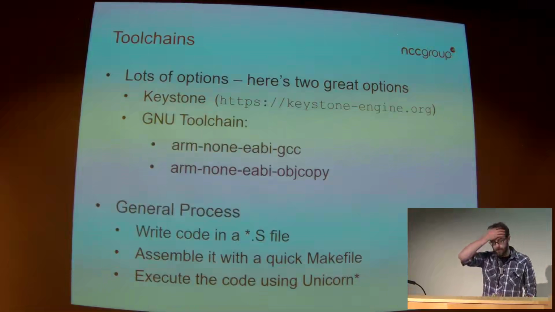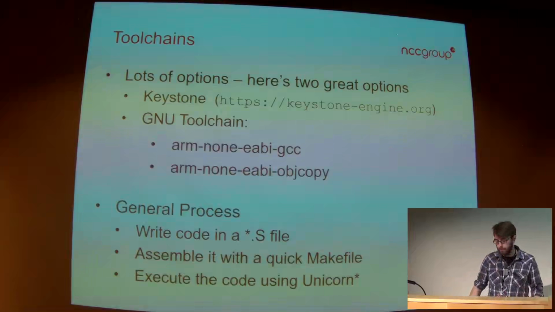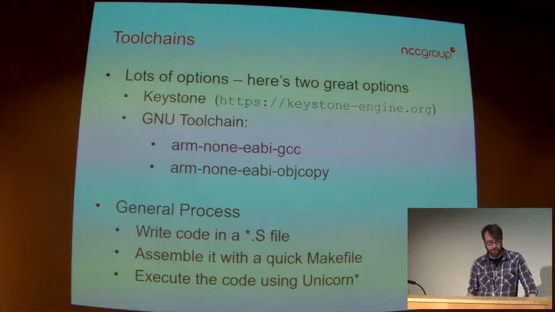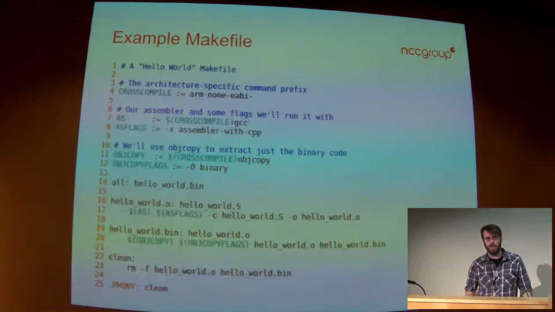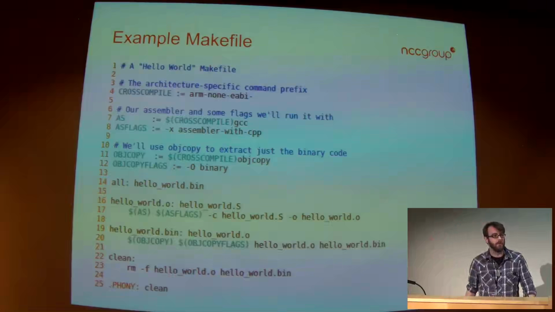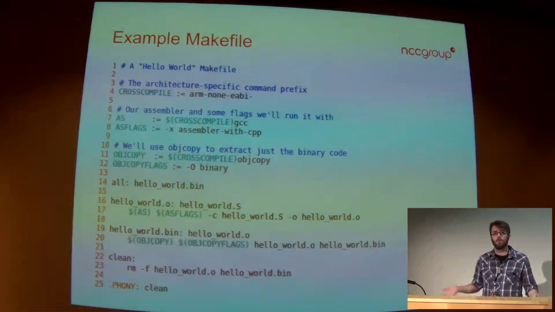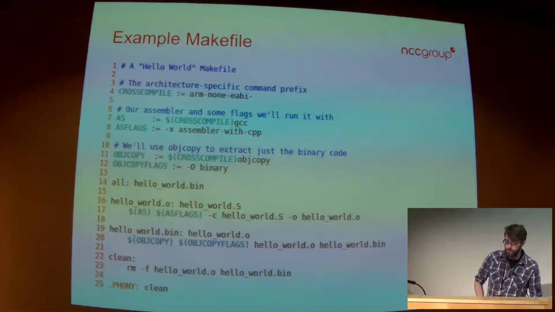So the general process is you write code in a .s file. That's kind of a standard convention, and your editor will syntax highlight it for you. We'll assemble it using a quick makefile, and then execute it using Unicorn. So I just want to show you a quick makefile around it. How many people do make or no make? Just perfect. So I'll just kind of quickly go through this.